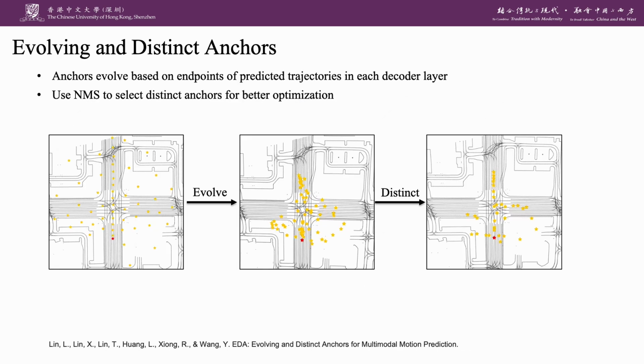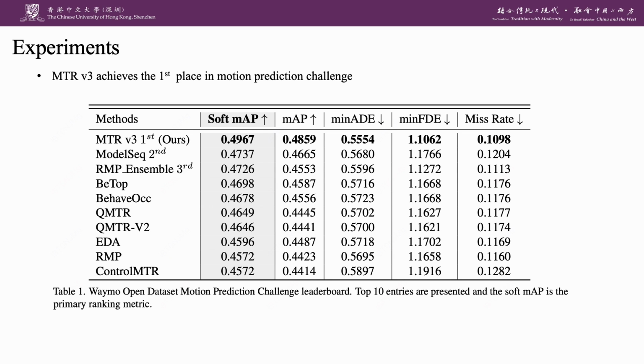In vanilla MTR++, the anchors are fixed, which limits the model's regression capability. So we utilize the evolving and distinct anchors proposed in EDA. Starting from predefined anchors, EDA updates them based on the endpoints of predicted trajectories in the decoder layer, making them scene-specific. Then an NMS operation is applied to select distinct anchors to avoid gradient conflict among similar anchors. And finally, in the experiments, we show that our MTR v3 achieves first place in this year's motion prediction challenge.